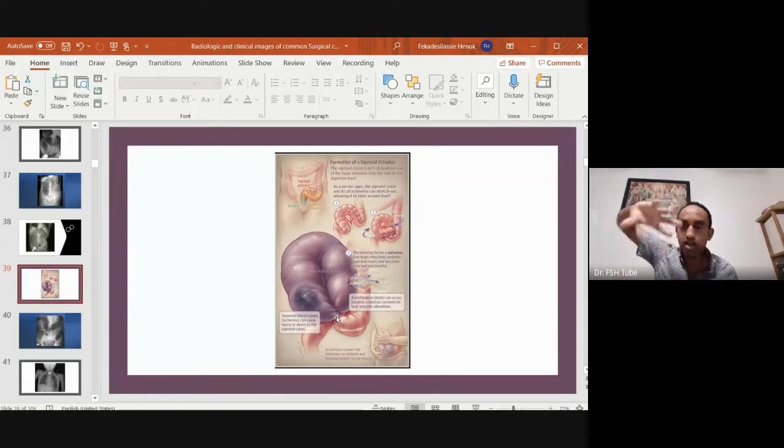Because it's twisted along its own mesentery, that means it's cutting off its blood supply. Venous return would be affected first, and then later on, as the pressure builds and builds in the bowel wall, the arterial supply will be cut off eventually, and then the bowel starts dying. Sigmoid volvulus may complicate with ischemia, and it could become gangrenous. When it is gangrenous, you call it gangrenous sigmoid volvulus.